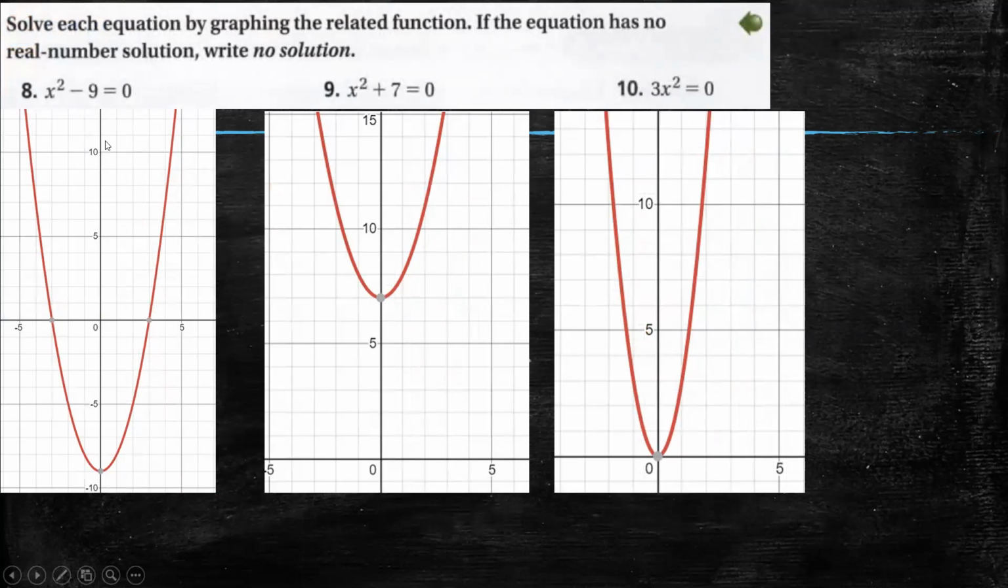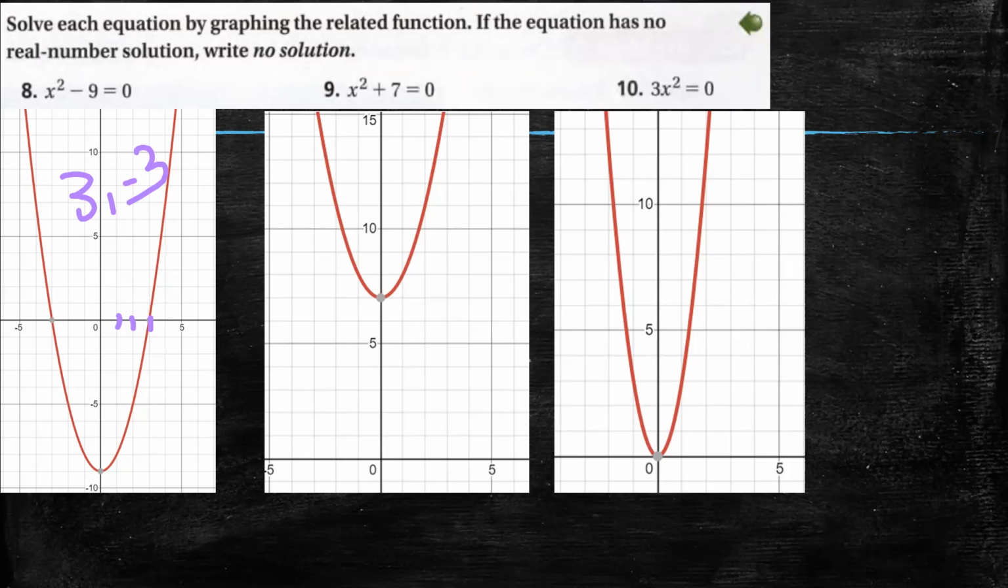Now, solve each equation by graphing the related function. If the function has no real number solution, write no solution. I already graphed it for you. The first one, x squared minus 9. I drew the parent function and shifted it down 9 units. At which points do they intercept? We have 1, 2, and 3. So they intercept at 3 and negative 3.